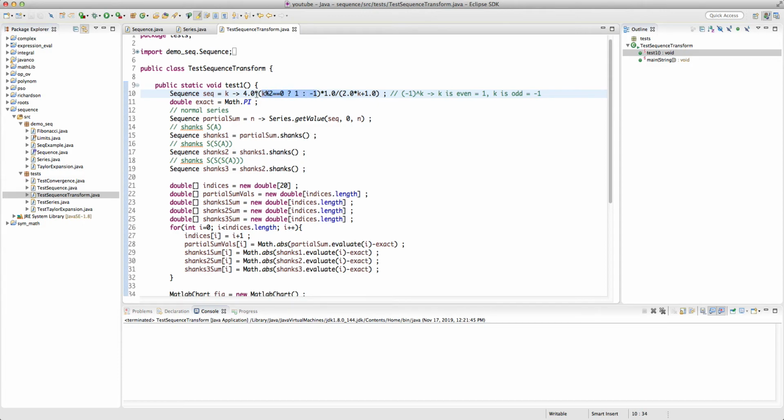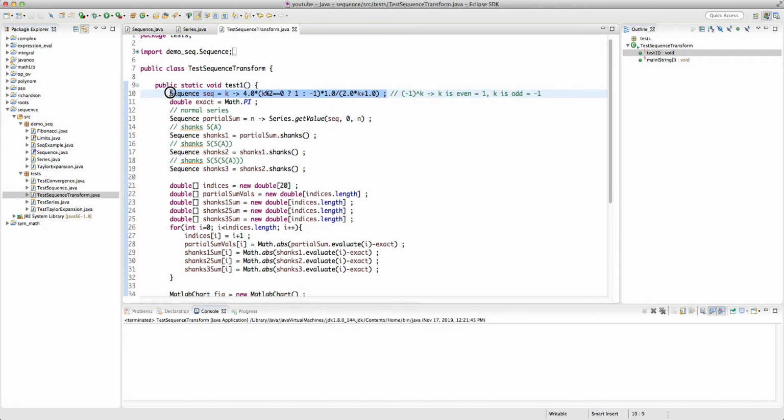So this is a much more efficient way. Instead of calculating like Math.pow minus 1 to the k, don't do that. Don't calculate minus 1 to the k using that approach. Just call the mod operation.